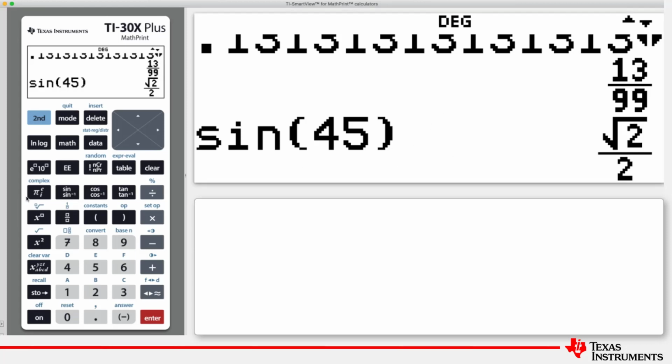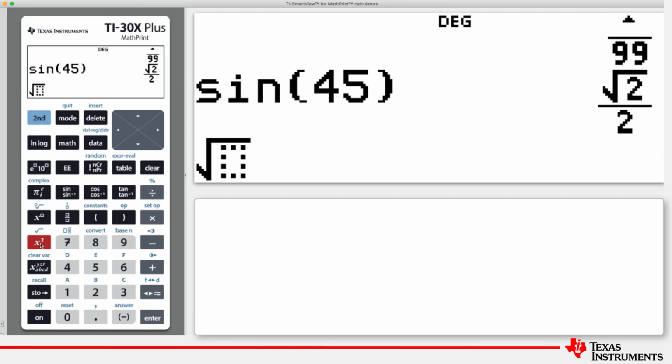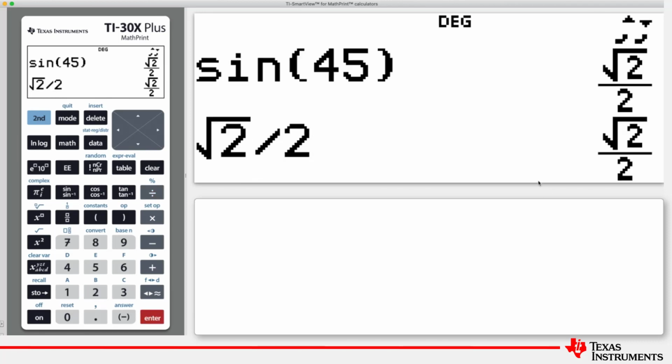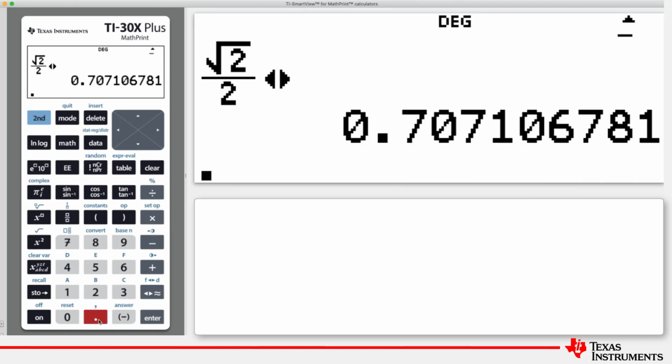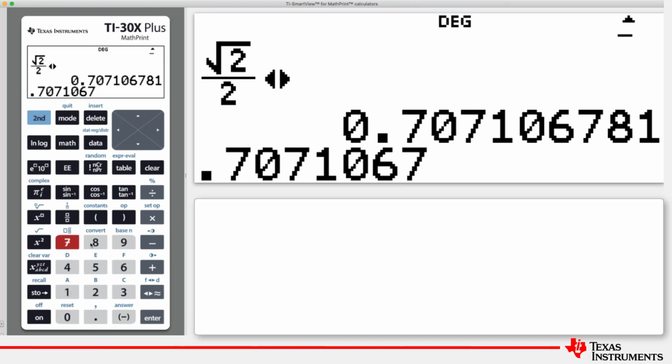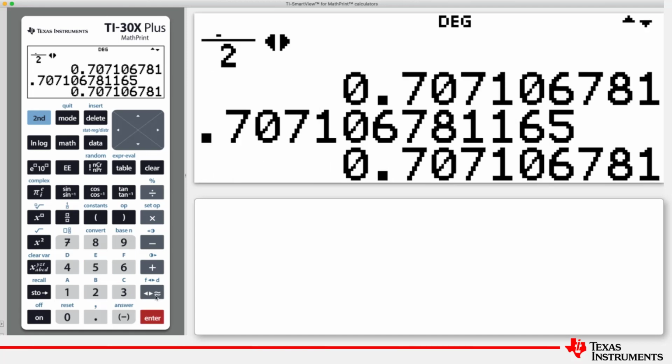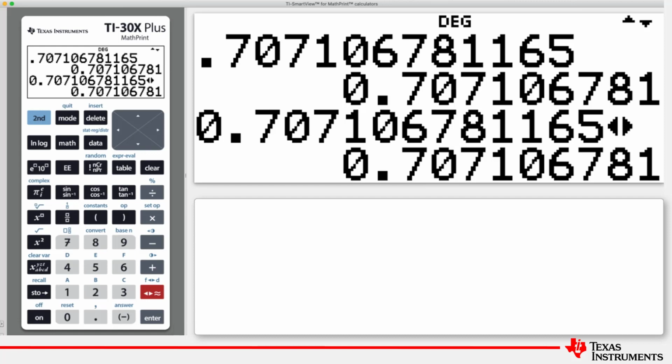So, for example, if we do root 2 divided by 2, and we want to get that decimal form there, as we can see, it tells us the decimal form of the first few decimal places. Let's, for example, round that to 0.7071068116165. If we answer toggle back, we can see that it will not revert back to the root 2 over 2.